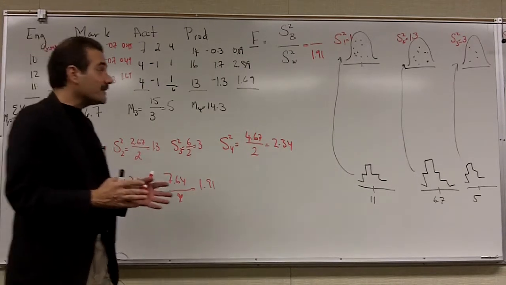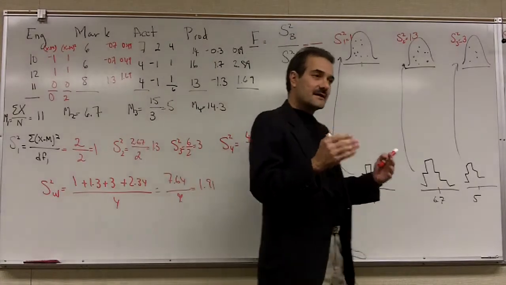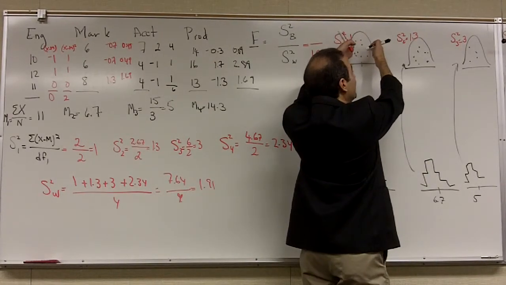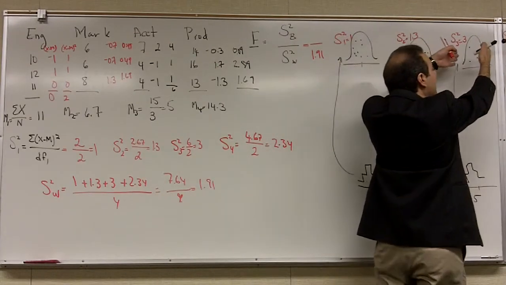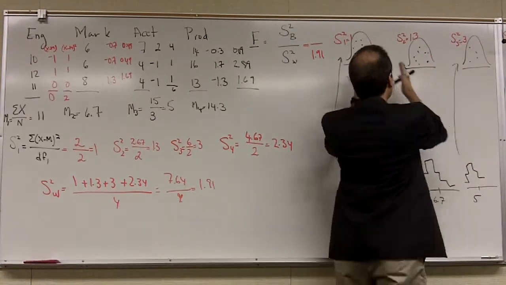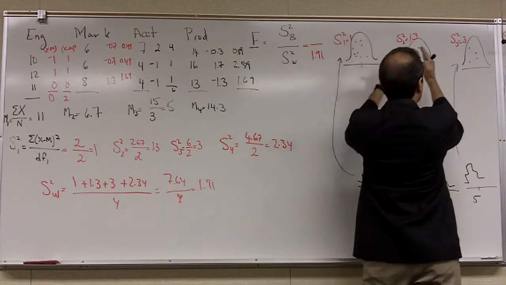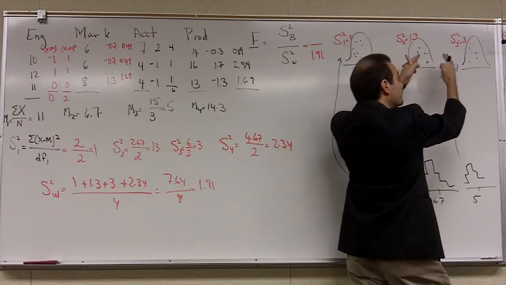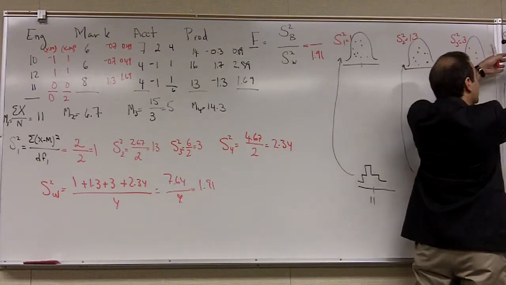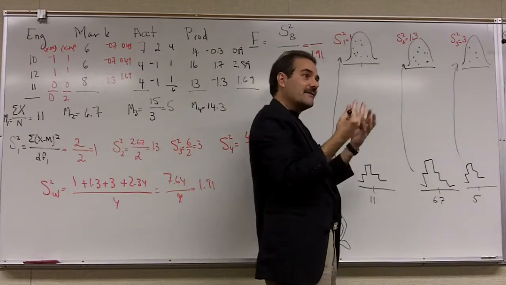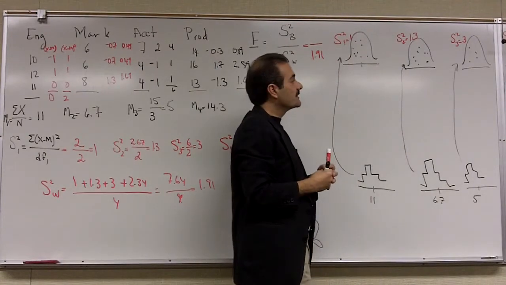So let me point out to you what s squared within conceptually is. Conceptually, s squared within is the variance within each of these groups averaged together. So you take this guy, and you take the value of the variance, the spread. You take this guy, and the spread. This guy, and the spread. And you average them, getting an average of the variances of these groups.